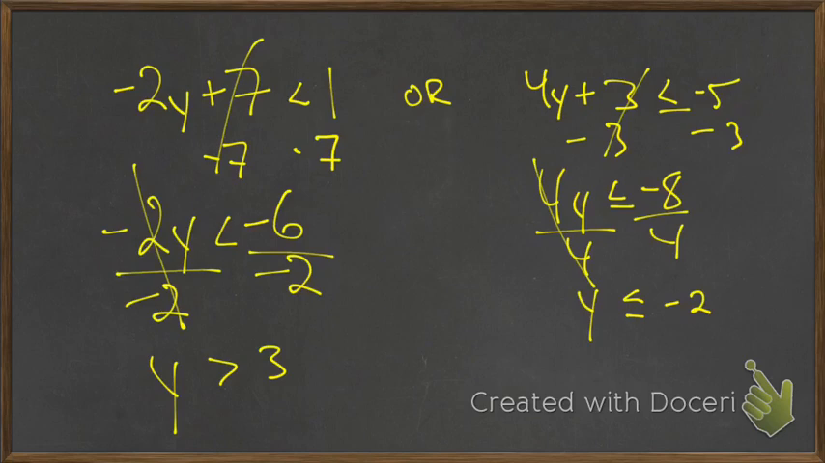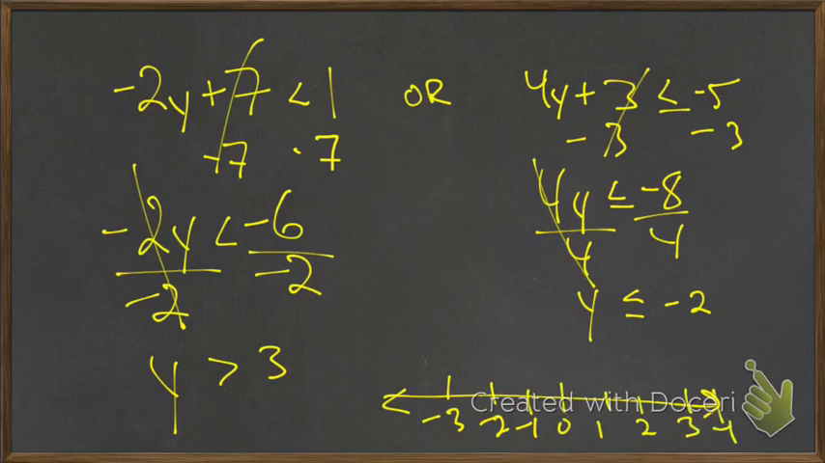So when I go to graph this, let's go negative 3, negative 2, negative 1, 0, 1, 2, 3, 4. So y can be bigger than 3, so that's open to the right. Everybody good with that? Or it can be less than or equal to negative 2. That's going to be closed to the left. And if it's anywhere that I graphed, it works.